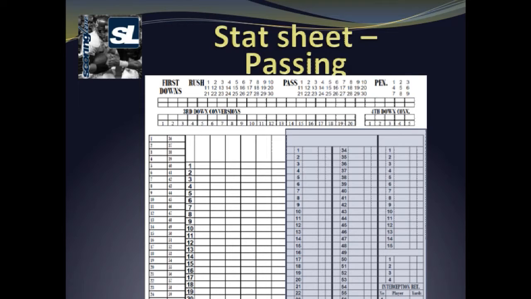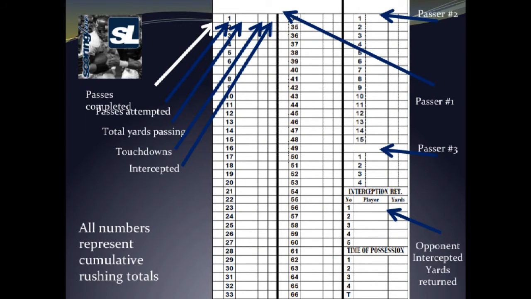Now we're going to talk about passing. Passing is on the right-hand side of the sheet. There are lots of numbers involved with passing. On the left side, the first column, the blank column, represents the passes that are completed. The second column is the number of passes attempted. The big gap in the middle is the total passing yards for the individual player. Then the next column is touchdowns, and the next column is intercepted.